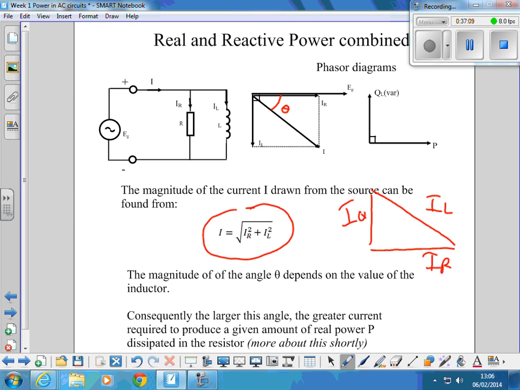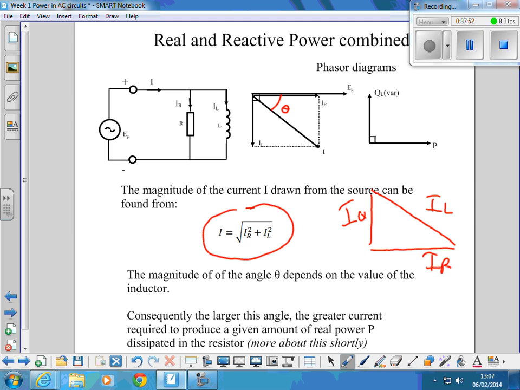So all that trigonometry you did at school and everything is useful in electrical. It is in mechanical as well for forces, isn't it? So the magnitude of the angle, theta, depends on the value of the inductor and the value of the resistor as well, really, because that's going to affect the in-phase current. Consequently, the larger this angle is, the greater the current required to produce a given amount of power. Yeah. So for a given resistance there, that's going to give us a given amount of power.